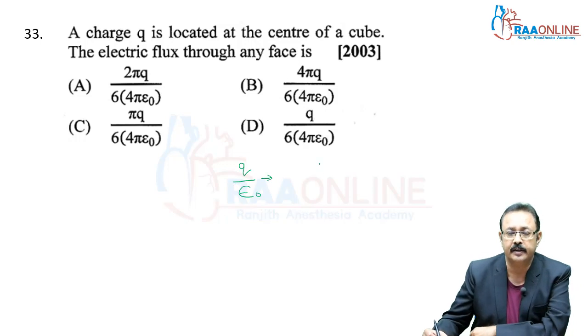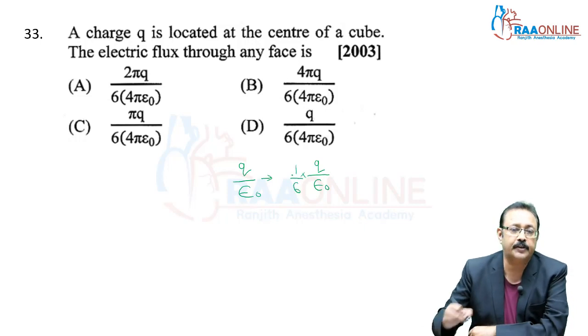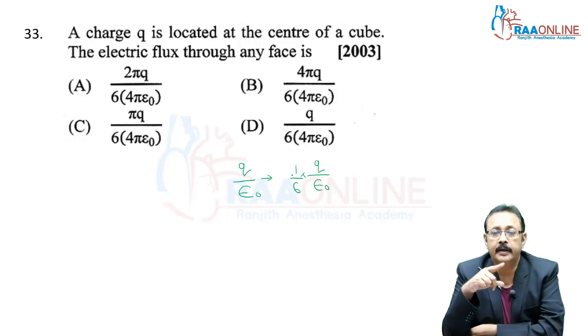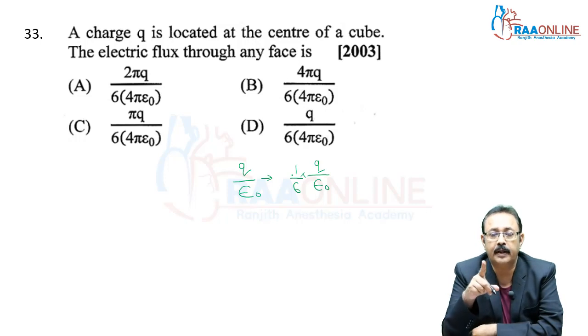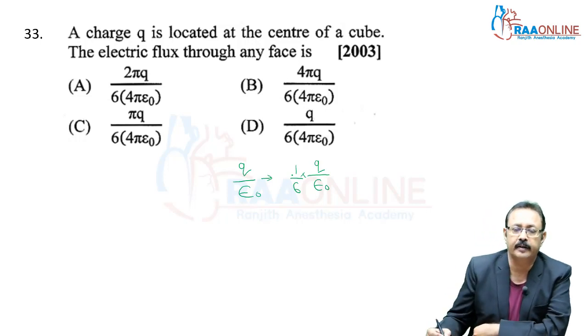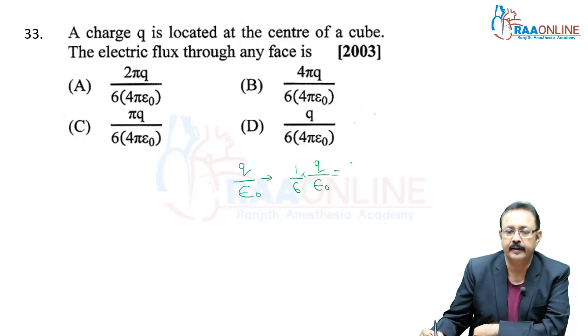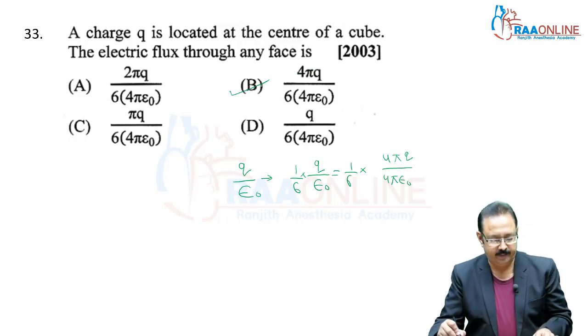So through any face, it should be Q upon epsilon naught divided by 6, because a cube has 6 faces. But they are using 4 pi epsilon naught in each denominator. So multiply and divide by 4 pi. In the numerator you will get 4 pi Q, and in the denominator 4 pi epsilon naught times 6. So we will go with B.